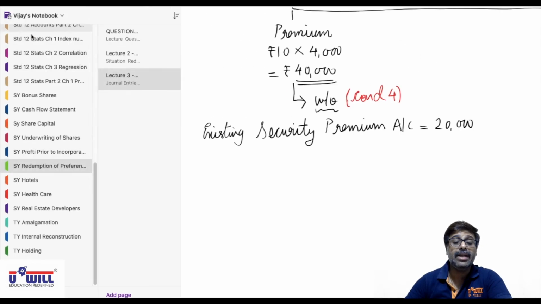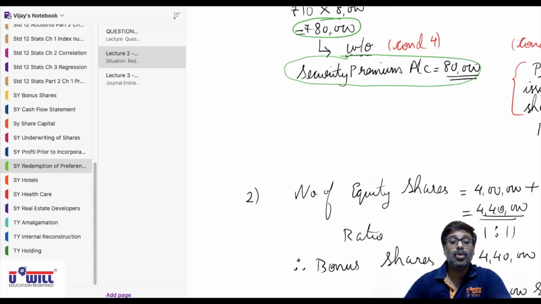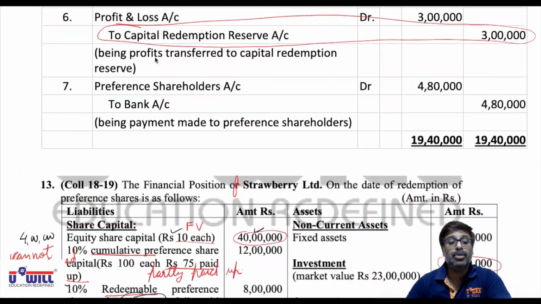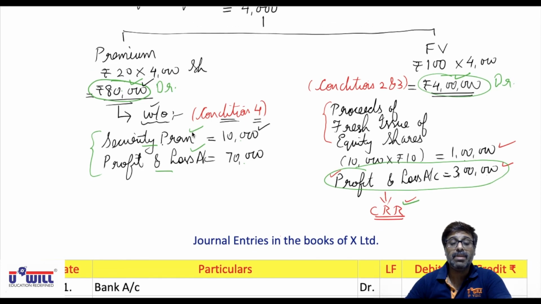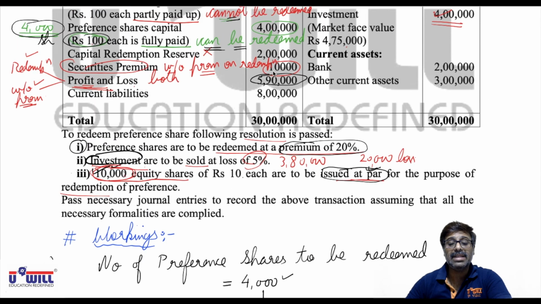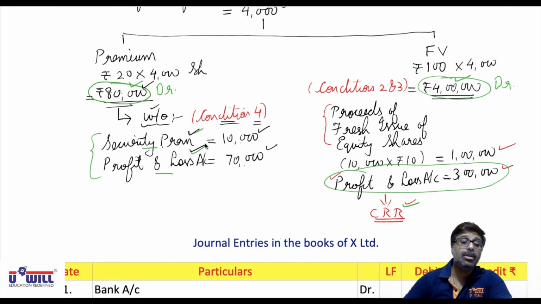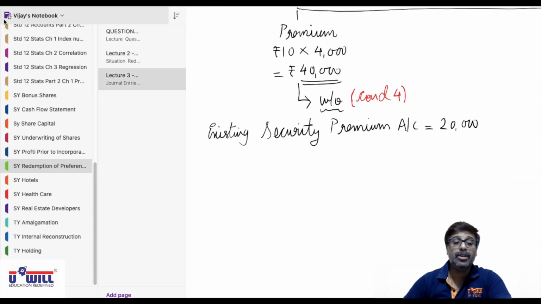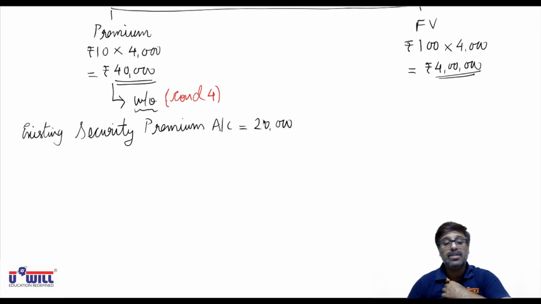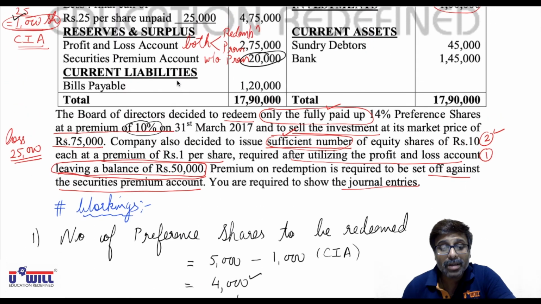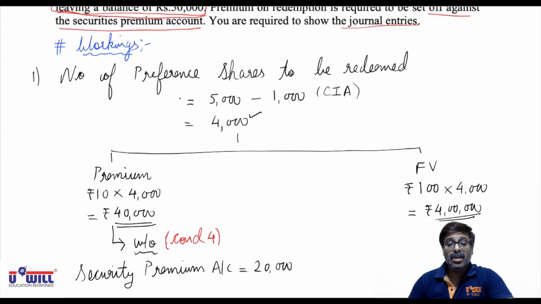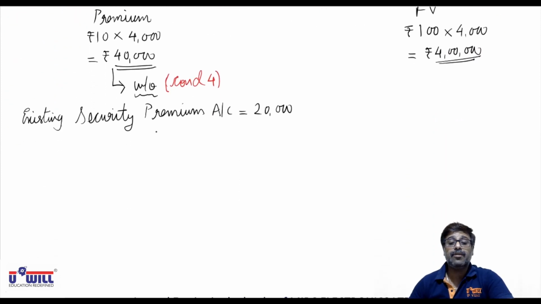And what about the remaining amount? If you refer to question number 2, what did we do there? Out of 80,000 we took 10,000 from security premium, the available amount, and then the remaining 70,000 we took from the P&L account. So in this question also, what will we do? Out of 40,000, 20,000 we will take from existing security premium, and the remaining 20,000 we will take from profit and loss account. No, that is wrong. We don't have to take the remaining 20,000 from the P&L account.